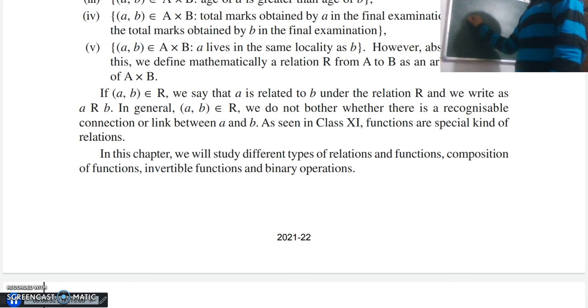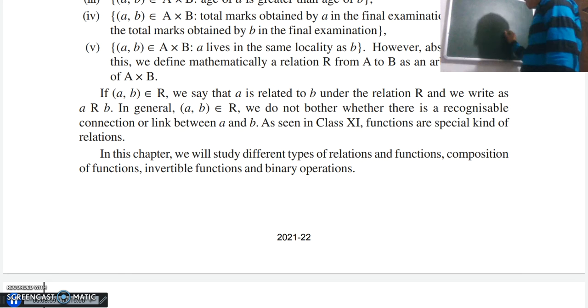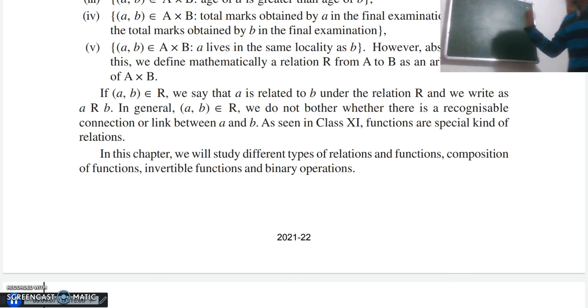Now comes symmetric. As the word suggests, like everything, symmetry. What do we do with symmetry? We draw a line, and if it is able to bisect that figure into two equal halves, then that's a symmetrical line. And here also it's something the same. If A and B belong to set A, the same.